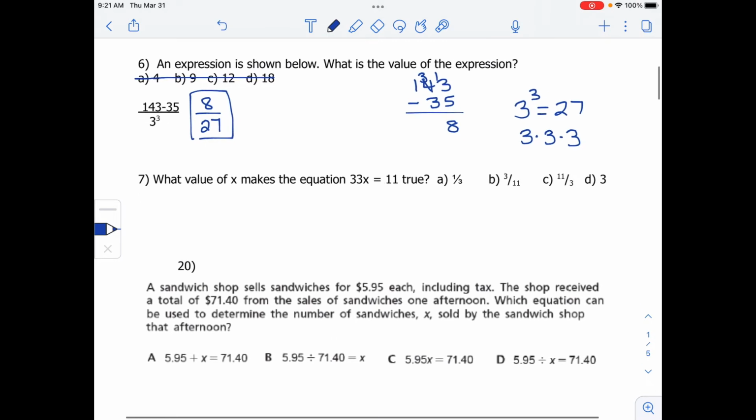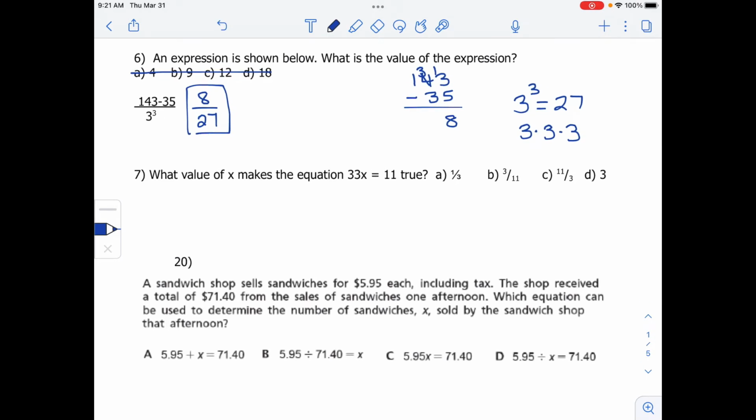Let's move on to number 7. What value of x makes the equation 33x equals 11 true? So the 33 and the x are being multiplied together. So again, let's substitute to see which number works. If I substitute 1/3 in, will it equal 11? So I'm going to put the 33 over 1, and if we multiply across, that's 33 over 3. 33 over 3 reduces to 11. So 1/3 is our solution. That's the value of x.